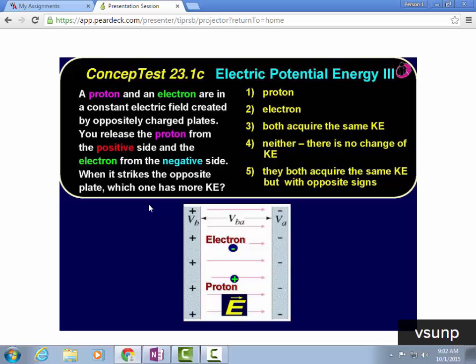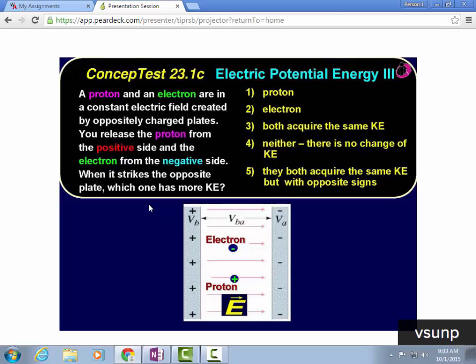But that's what work-energy is. If you have the same change in potential, since your potential energy is U, and U is going to be the same, it's qV. The V is the same for both, the q is the same for both, the U is the same for both. Since the U is the same for both, then the KE is going to be the same for both. Does everybody follow the logic?